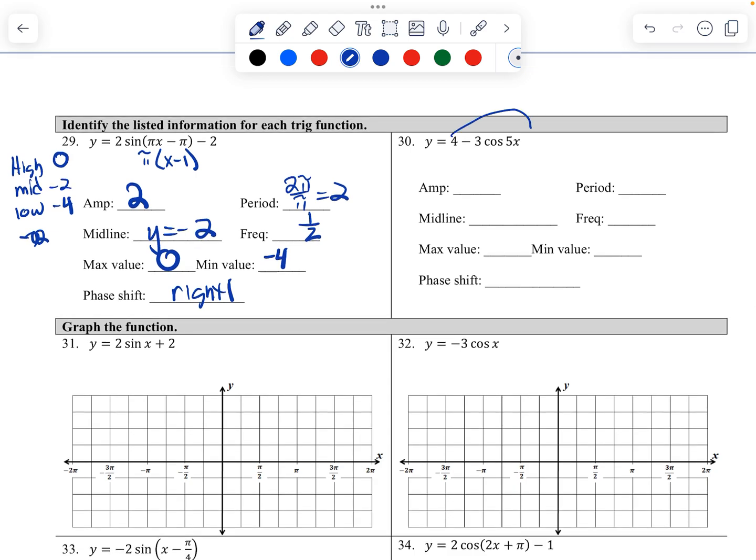So on this one, I tend to put this at the end, +4. So our amplitude is 3. Our midline is 4. Our period is 2 pi over 5. So that means our frequency is 5 over 2 pi. Our max value, well, our midline is 4. Up 3 is 7. Down 3 is 1. So it would go 7 and 1. And there's no phase shift.